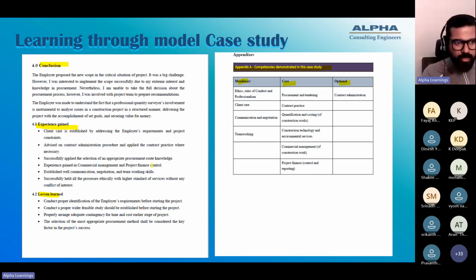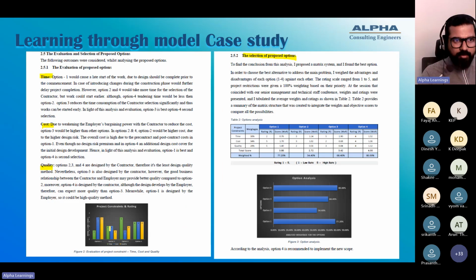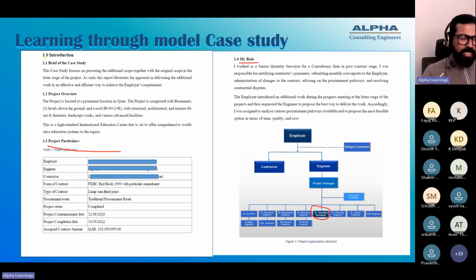Your word count will be from here, this entire section until the end of lessons learned, from where the introduction is starting. The page numbers, contents page, declaration, and confidentiality will not be part of your word count.